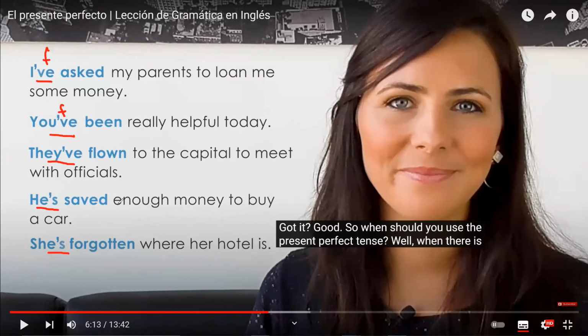He's saved enough money. This is not the verb to be, this is has, but 's is the contracted form. He's saved. She's forgotten where her hotel is. So the more that you use it, the better. Remember, I've, you've, they've, he's, she's.